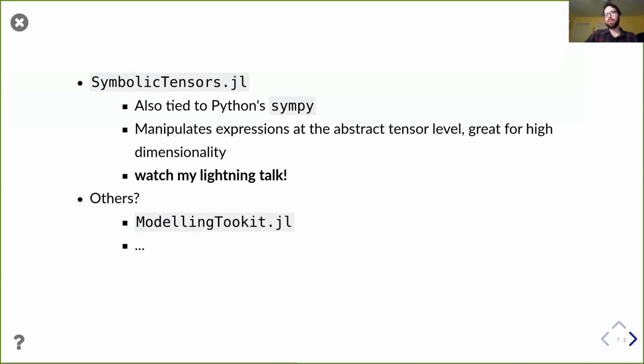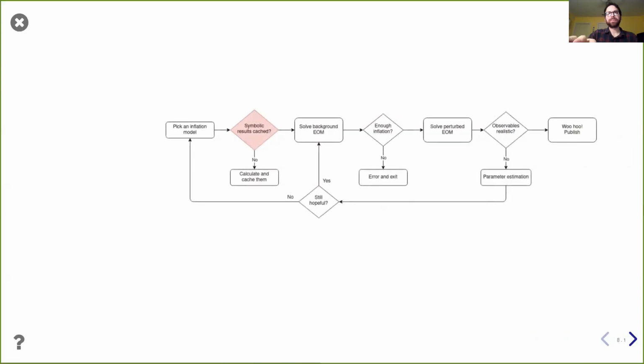I'll also say I tried ModelingToolkit.jl a couple years ago, and it didn't really have the capabilities to do what I needed. That might have changed by now. I've heard it's improved a lot.